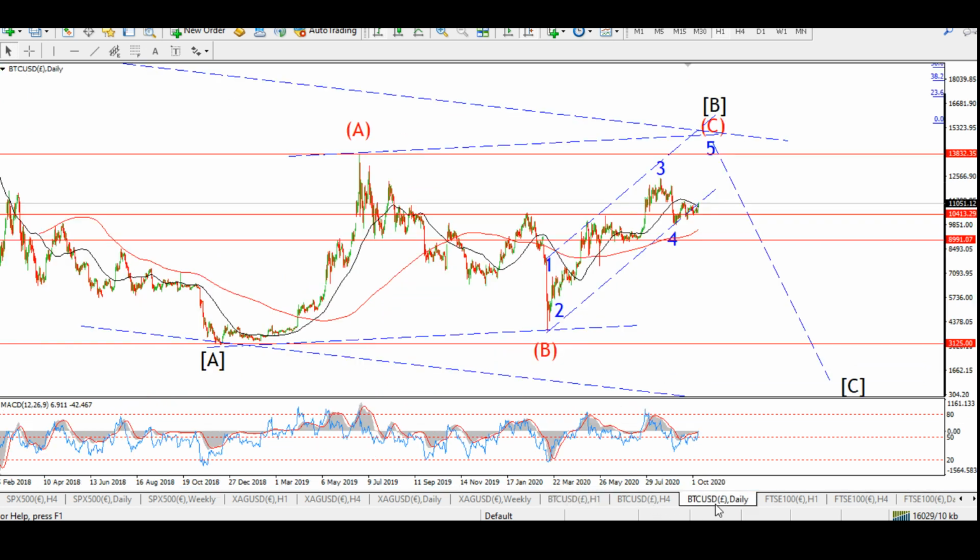In general, if we go to the daily count, my target, and this is not set in stone either, seems to be at about 13,800. So 14,000 for wave C of B to complete, and then we head lower into wave C. And wave C will be devastating for Bitcoin. And again, like I said with gold earlier, it's slightly different with Bitcoin. I'm not a believer in Bitcoin, to be honest, but that doesn't mean it's not worth looking at.